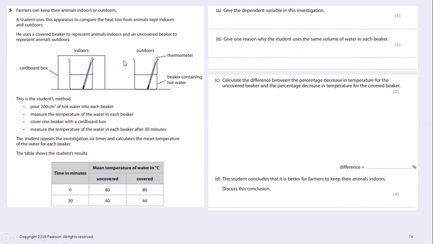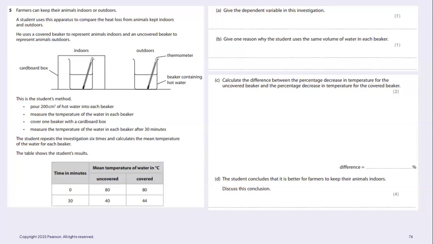So this is a typical practical question. It's related to farmers keeping their animals indoors or outdoors. So that's the context of the question. The actual methodology is quite straightforward, something that can be carried out in a lab. It gives a method, it gives them some results, then it asks them to identify variables, to give the dependent variable, to give one reason why it's the same volume of water in each beaker. Then you've got the math skills, calculating the difference.